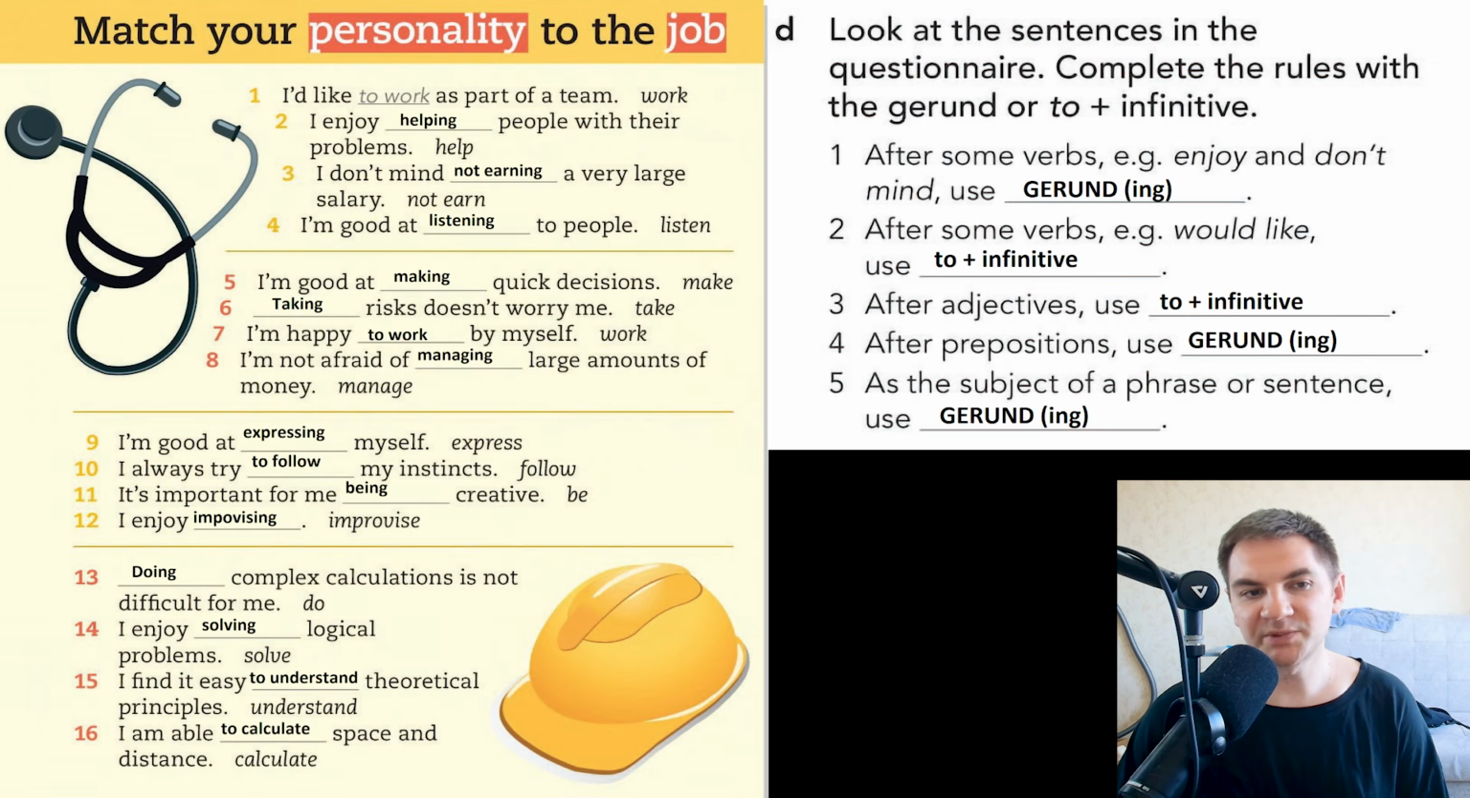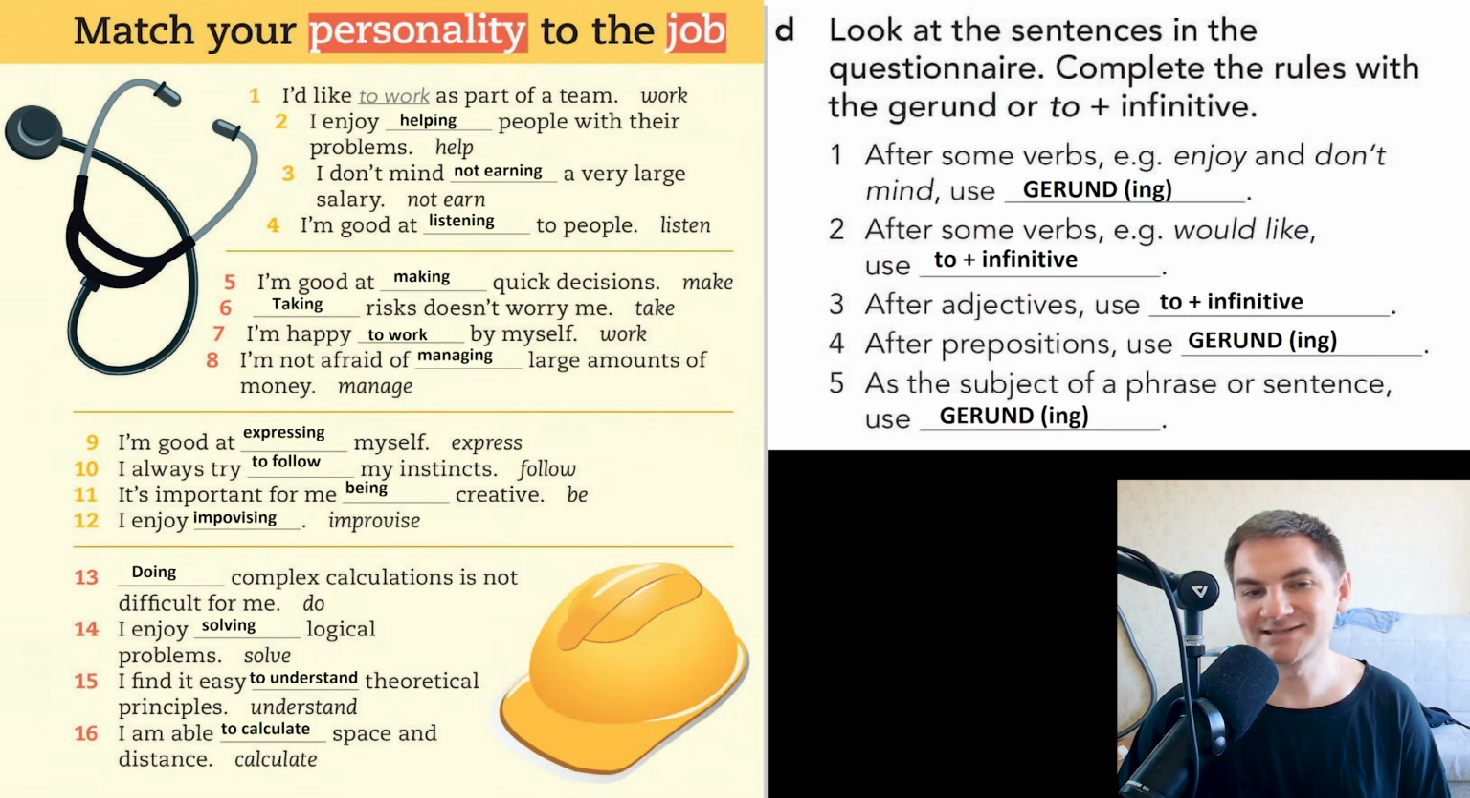4. After prepositions, use the gerund. In English, a preposition, for example, at, of, about, for, must always be followed by a noun. When the idea is an action, we use the ing form of the verb because it functions like a noun. For example, I'm good at listening. I'm not afraid of managing money. You cannot say good at to listen. It sounds weird.